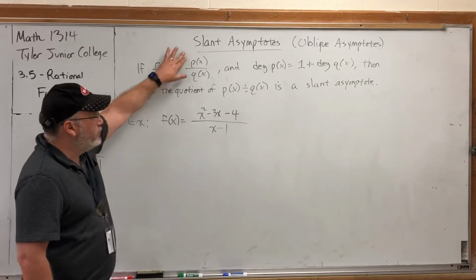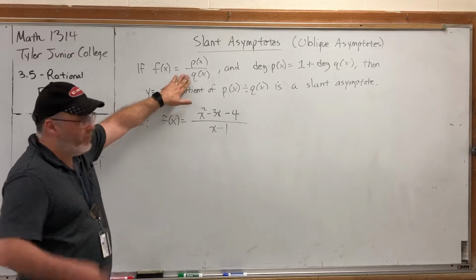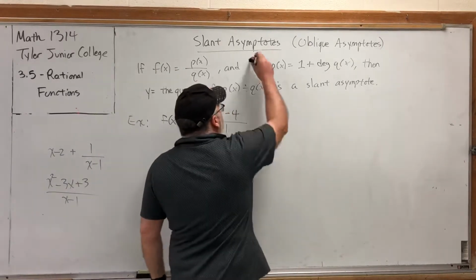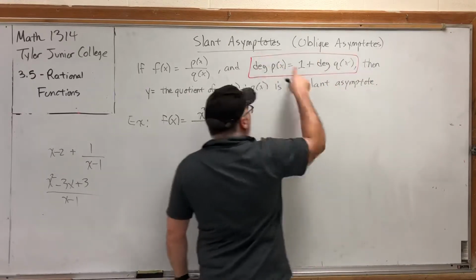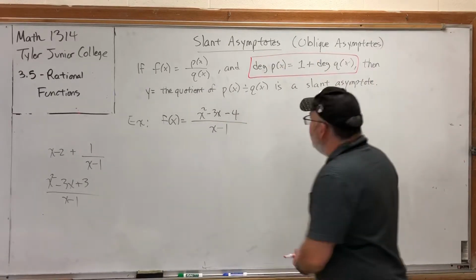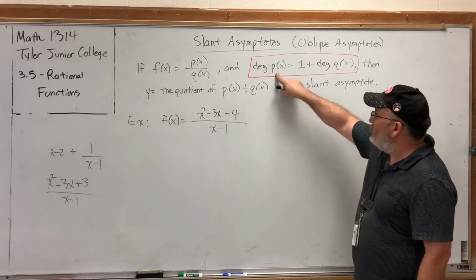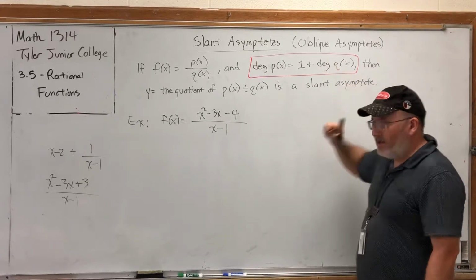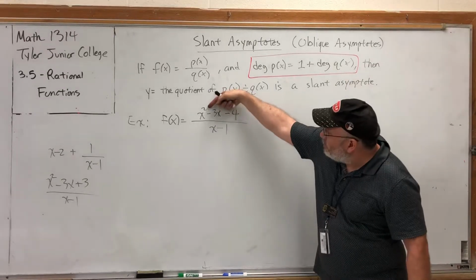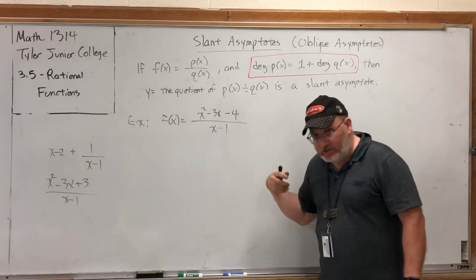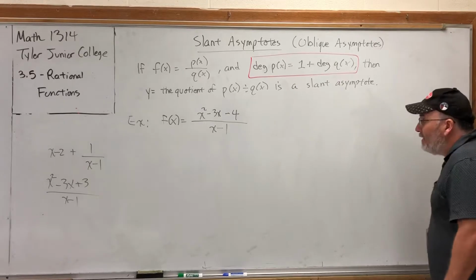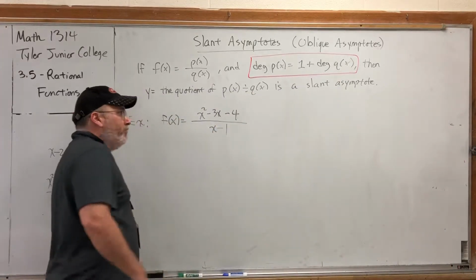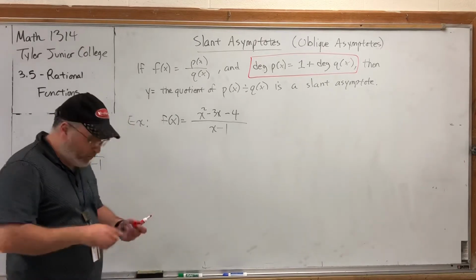If f of x equals p of x over q of x, so you have a rational function, here's the criteria. The degree of the numerator is 1 more than the degree of the denominator. Let me say that again. The degree of the numerator is 1 more than the degree of the denominator. Then y equals the quotient of this polynomial division problem is a slant asymptote.